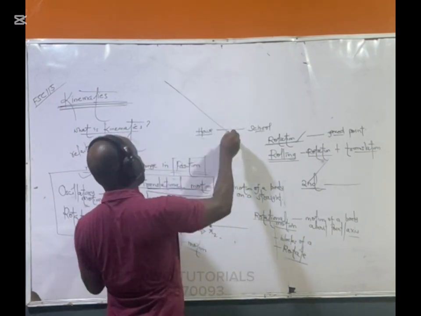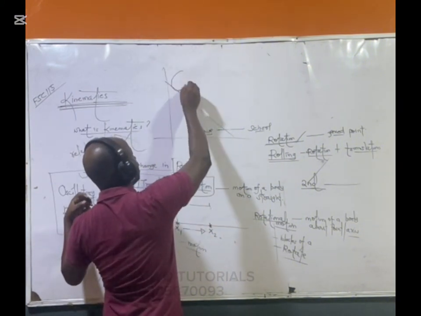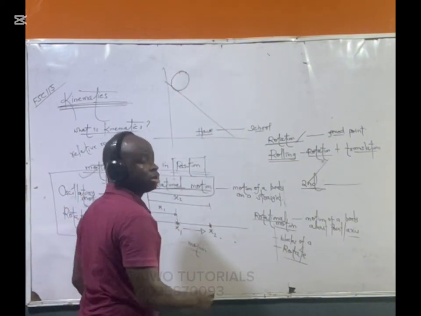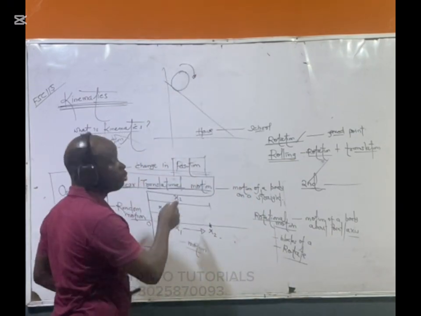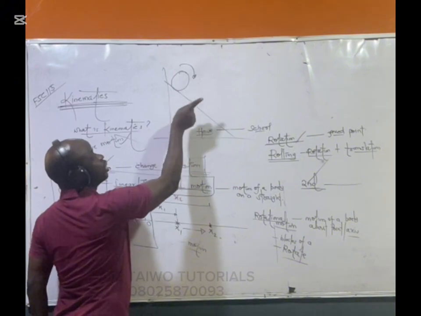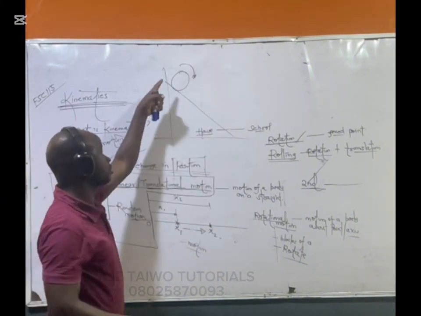If you lift a ball on an inclined plane, this is an inclined plane, you put a ball here. What does the ball do? The ball rolls down. You can see it will roll down. That is what rolling is.